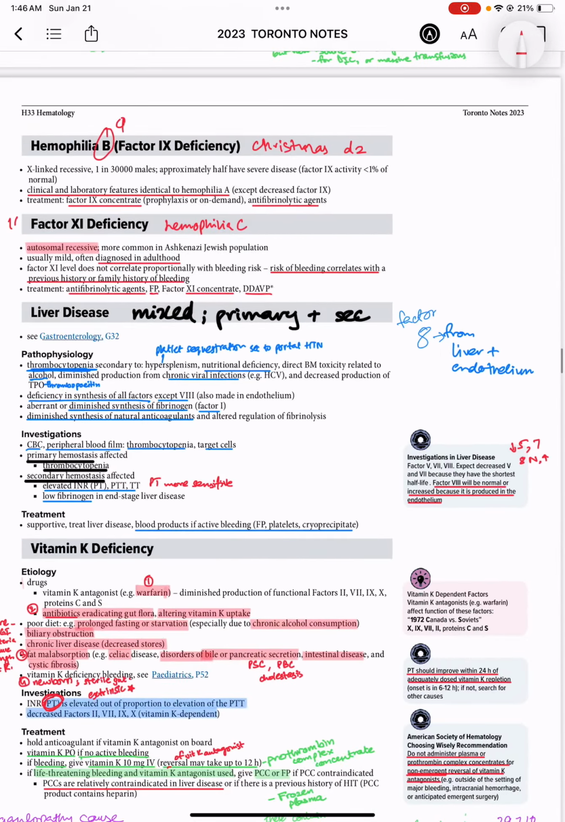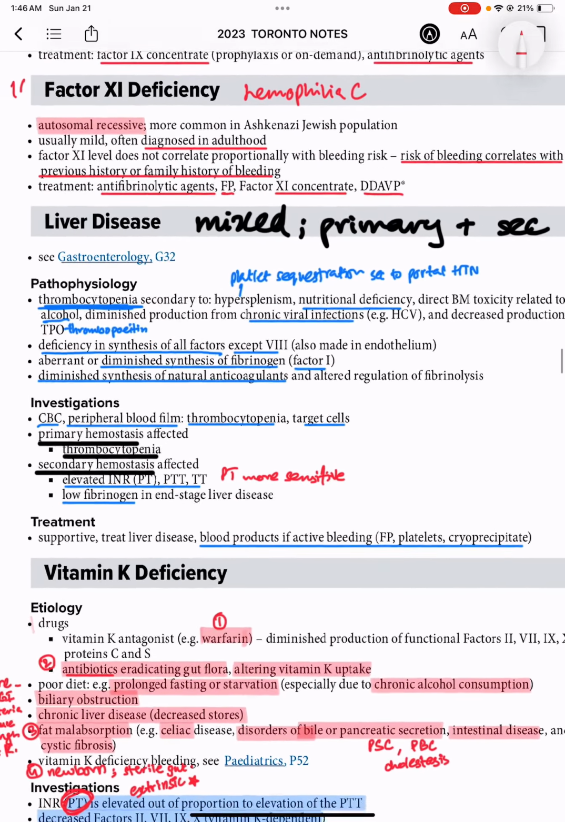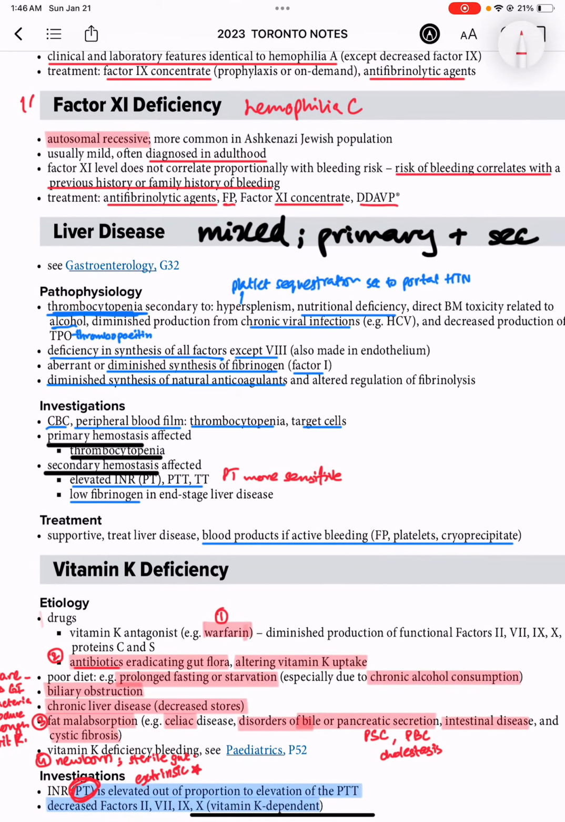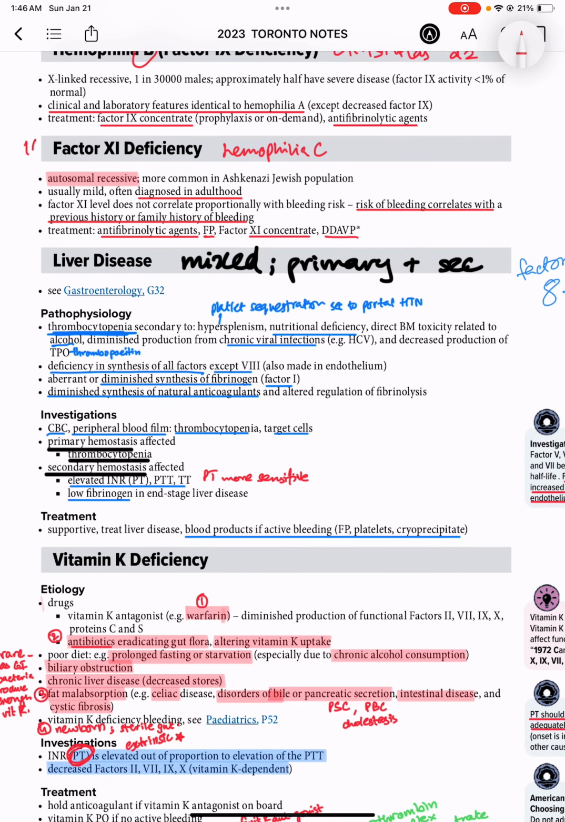Okay. Now we have liver disease, which is mixed, primary and secondary. There is pathophysiology, thrombocytopenia, secondary too. So what happens is liver disease would lead to decreased production of the clotting factors. There would be thrombocytopenia. There would be hypersplenism, and the platelets would be sequestered in there. There would be nutritional deficiency, direct bone marrow toxicity related to alcohol. There would be diminished production from chronic viral infection like HCV, and decreased production of thrombopoietin also, which helps in the production of platelets.